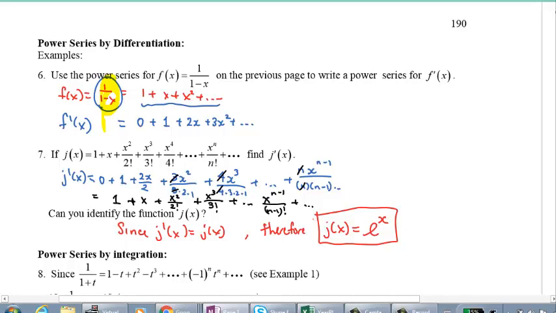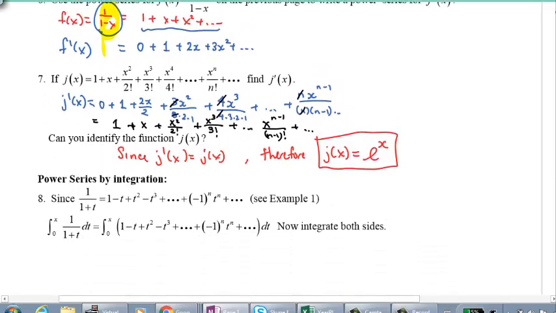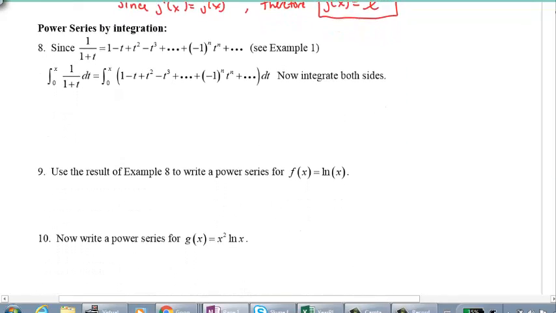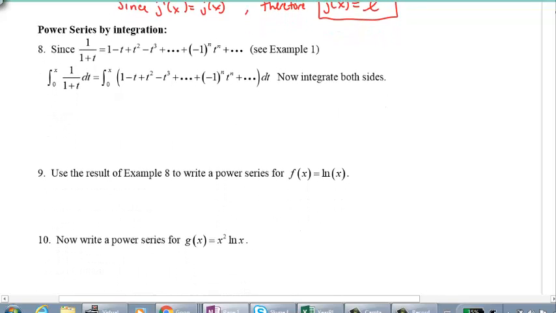Okay, now we've done differentiation, we've done substitution. It's time to do the hardest one, probably, finding power series by integration. So let's go back to example number 1 again. That's the function 1 over 1 plus t, and that was given by 1 minus t plus t squared minus t cubed, and so on and so forth. Now I'm going to ask you to actually integrate, and integrate from 0 to x.